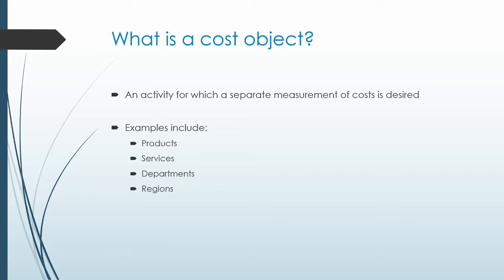Now let us dive into the terminology by first understanding what a cost object is. This is a term that we will use quite regularly. A cost object is simply anything for which we want to measure the cost. It is a very broad term which may encompass products, services, departments, regions, or anything that you want to measure a cost for.